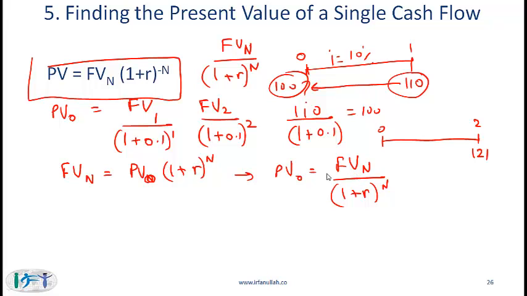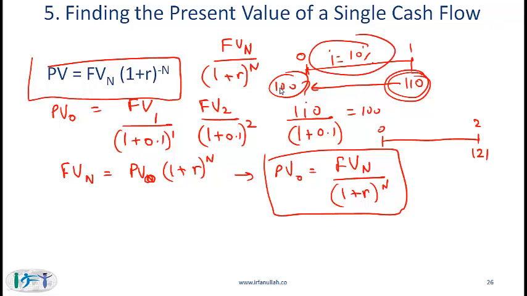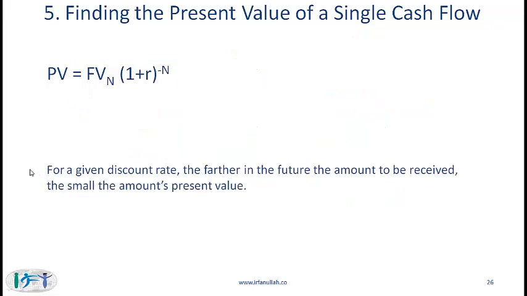So that then is the formula, and the concept, as I said before, is simply that we need to determine the present value of a certain cash flow that you will receive in the future, and we then use the interest rate to discount back. We can say that for a given discount rate, the further in the future the amount is to be received, the smaller the amount's present value.